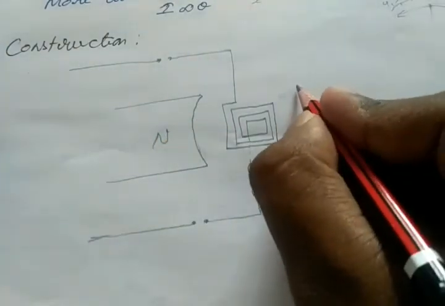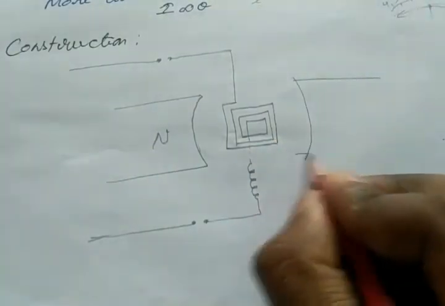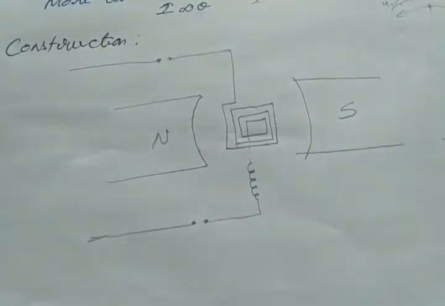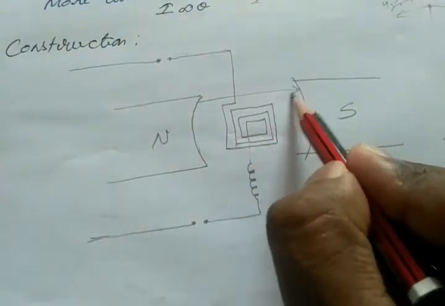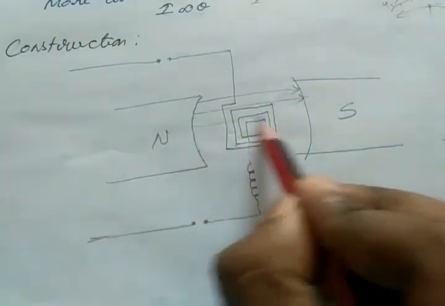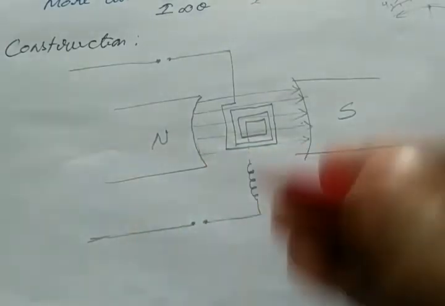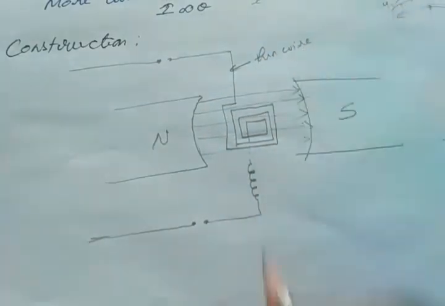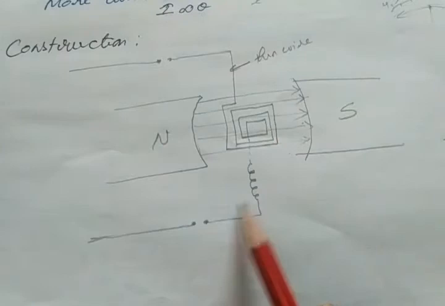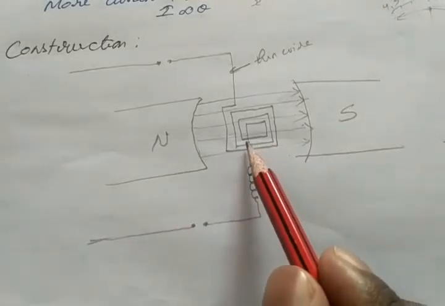So this is the north pole and this is our south pole. So magnetic field lines start from north to south. This is a thin wire and a coil spring. Two cylindrical magnets which produce a uniform magnetic field. So this coil is placed inside the uniform magnetic field.